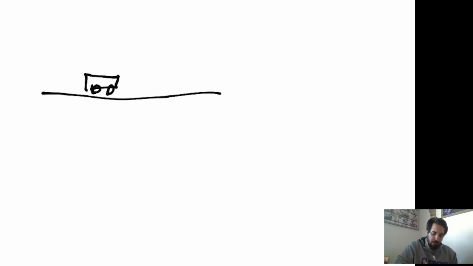And then we're left with one final type of collision. Here's what we're going to do. We're going to look at two carts again. This time our two carts are going to be initially stuck together.